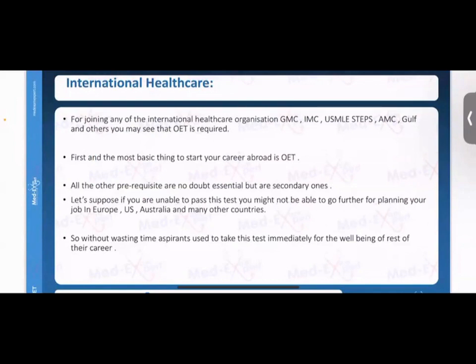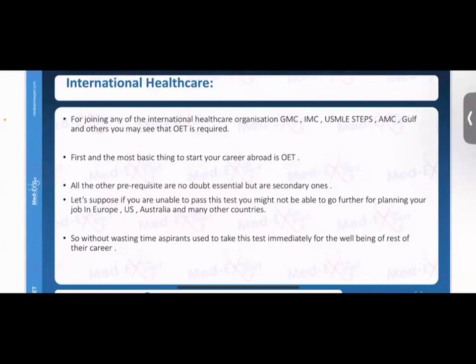So let's start. I was talking about international healthcare. For joining any of the international healthcare organizations, which are the General Medical Council, Irish Medical Council, USMLE Steps, Australian Medical Council, Gulf, and others, you may see that OET is required. This was the thing I was talking about a bit earlier. It is the Occupational English Test.